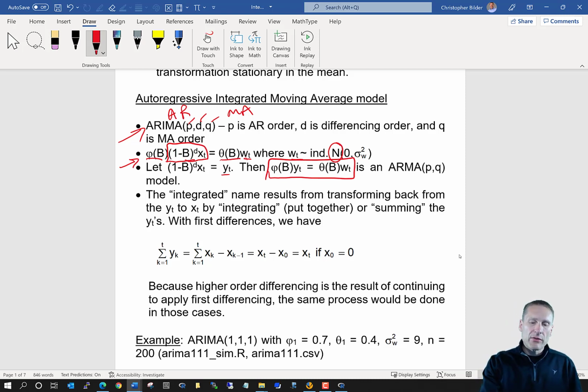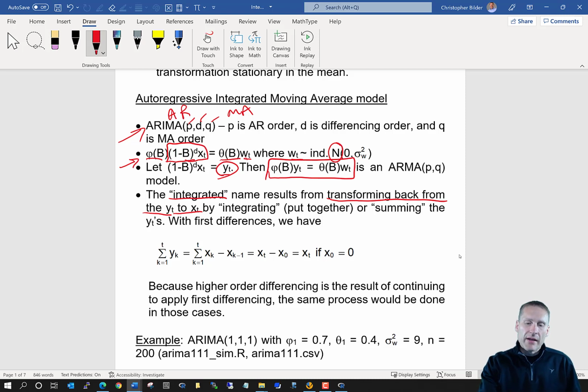Now, why do we use this word integrated? Why don't we call it autoregressive differencing moving average models? Well, the integrated part, the name comes from transforming back from the y sub t here back to the x of t through integrating, or in other words, putting together or summing the y sub t's. So the word integrated has nothing to do with calculus and doing an integral. Rather, its meaning comes from putting things together.